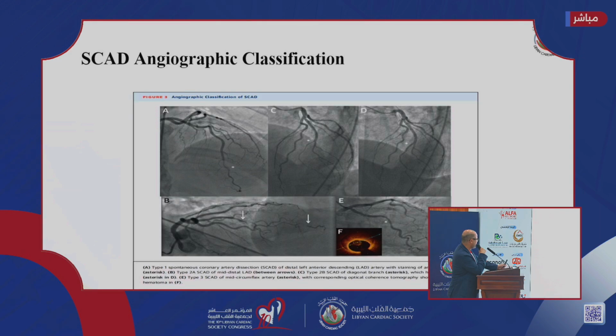And those show some of the SCAD types. If you see figure A, it's SCAD on the distal. There's no pointer, but as you see typed over there, the star is a SCAD in the left anterior descending artery with staining of the artery, which is type 2A, in figure B, which is down there. You see type 2A, and then figure C, which is type 2B, which healed after a few weeks of medical treatment.